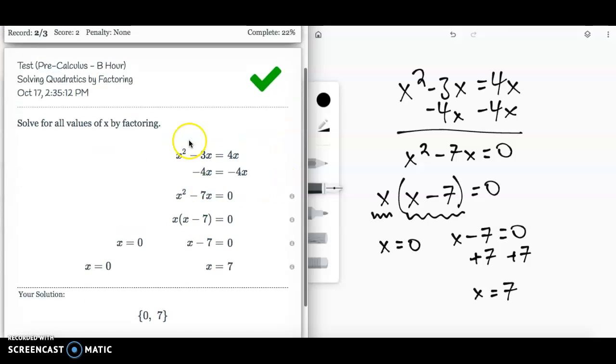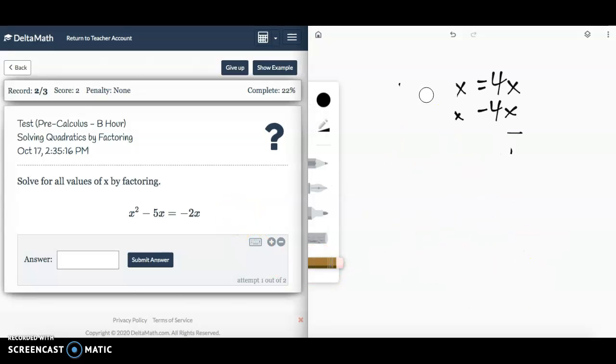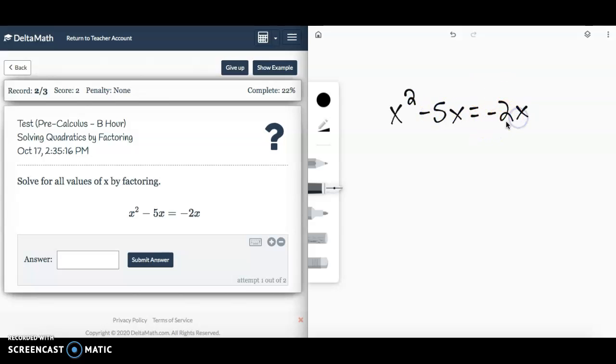Cool. All right, let's do one more from this section, and then we'll move on to some more stuff. So I got x squared minus 5x equals -2x. Is it set equal to 0? No, so I'm going to go ahead and do that.